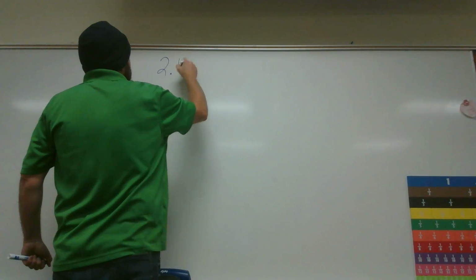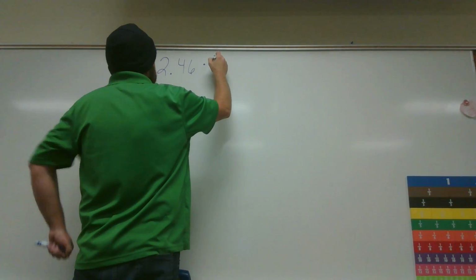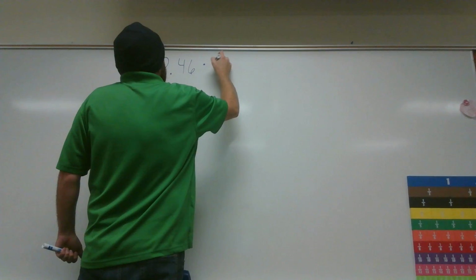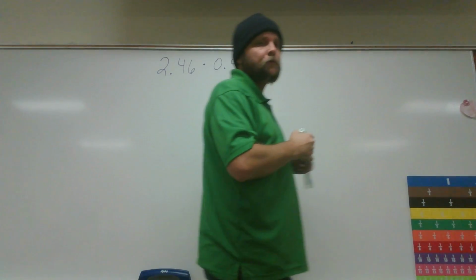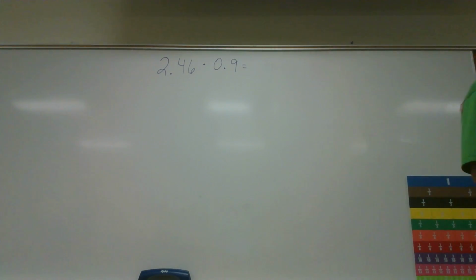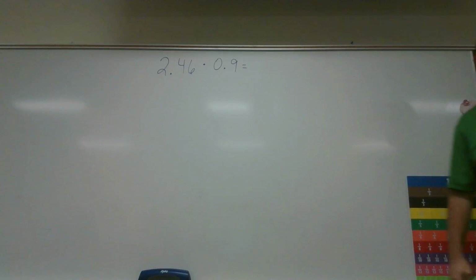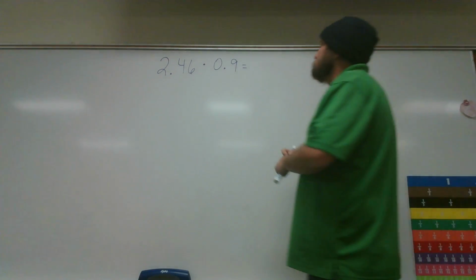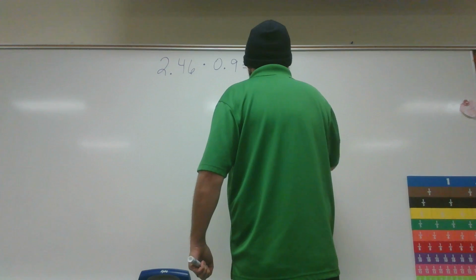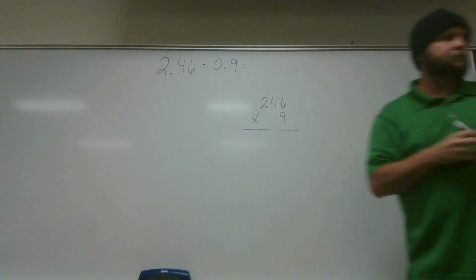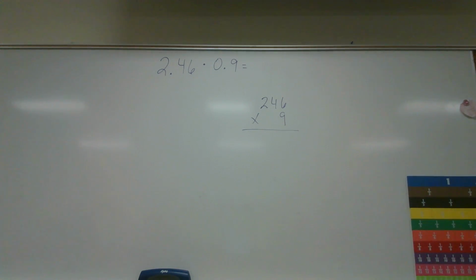2 and 46 hundredths times 9 tenths. I would write it 246 times 9. So just times 9? Yeah. And then you count the number of digits behind the decimal point in the problem.